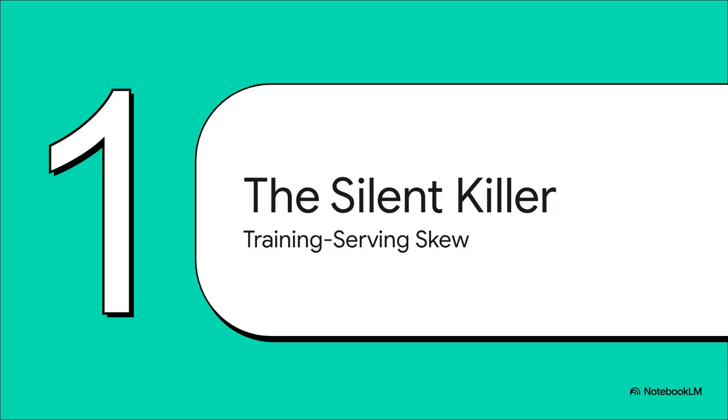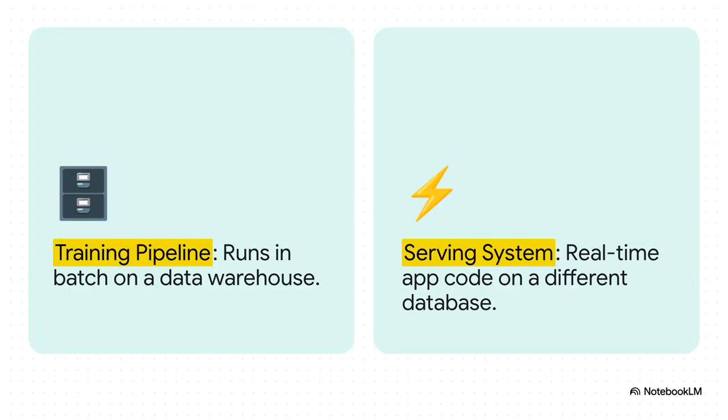Section 1. The silent killer. Look at how things usually run without a feature store. Your feature computation logic is totally fragmented across two completely different environments. On one side, you've got your training pipeline running in batch mode, maybe using Spark, dbt, or Pandas on a huge data warehouse. But then over in production, your serving system is real-time application code hooked up to a totally different database and probably written by an entirely different software engineer. When you have two separate implementations of the exact same logic, well, you're practically begging for discrepancies.